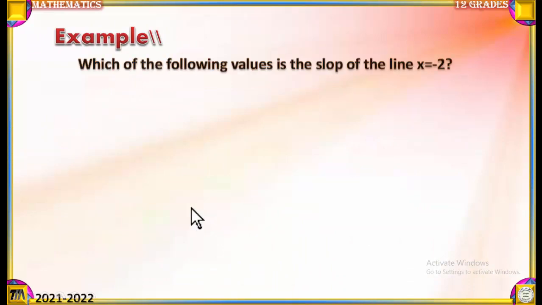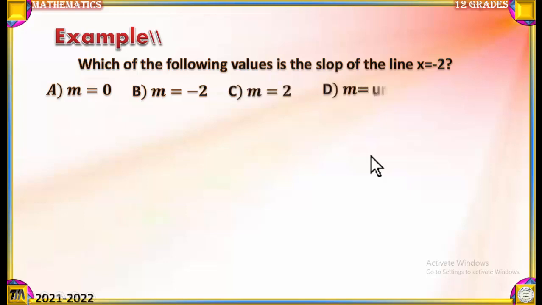Example: which of the following values is the slope of the line x equals minus 2? x equals minus 2 is a vertical line. For a vertical line, the slope is undefined. Then D is the correct choice.